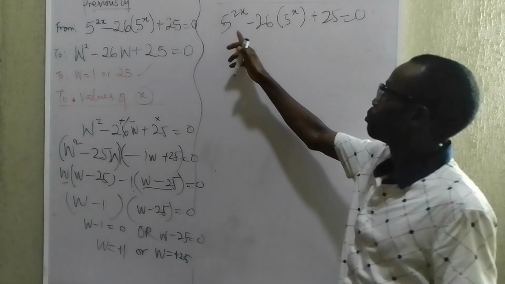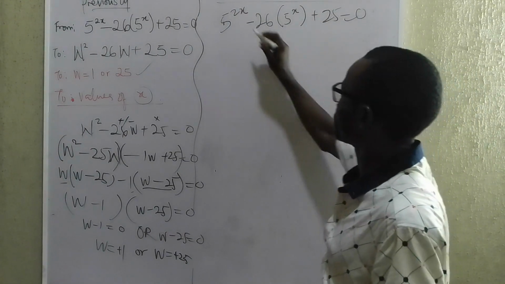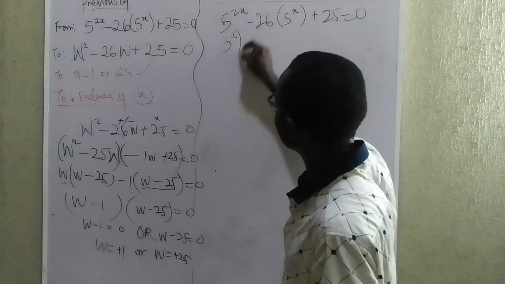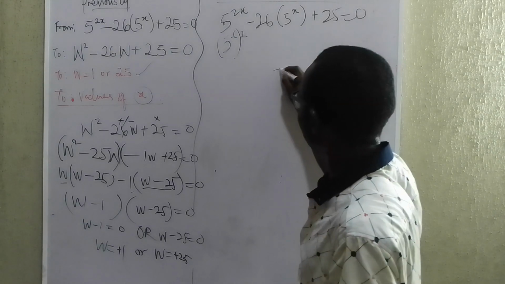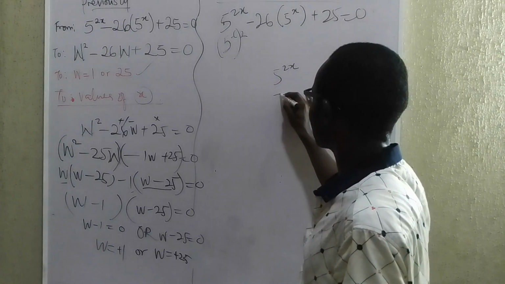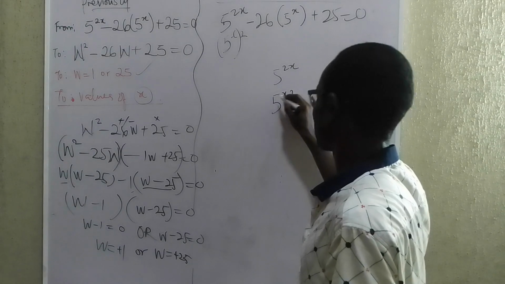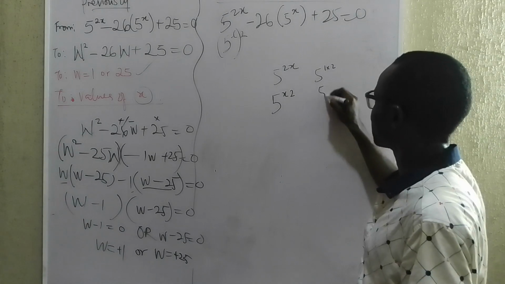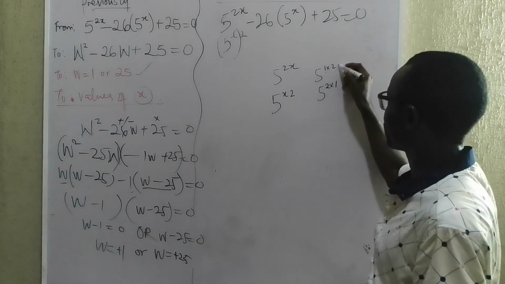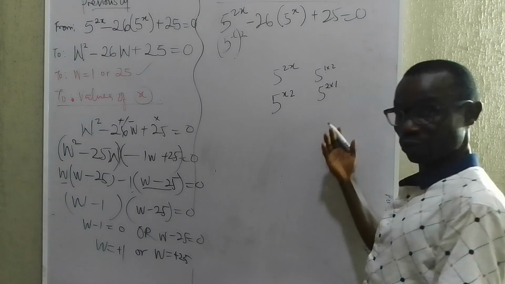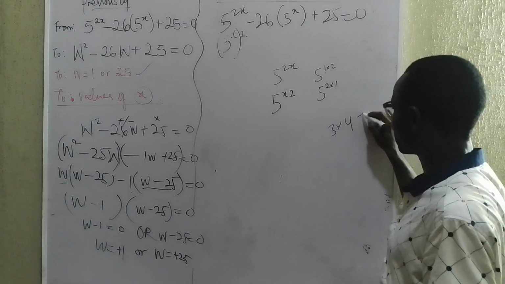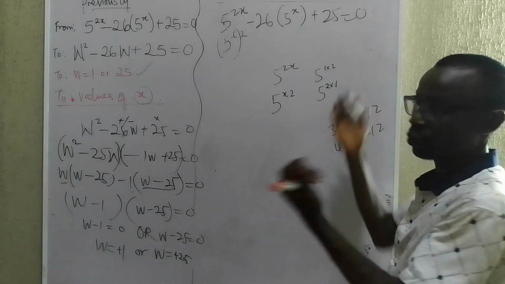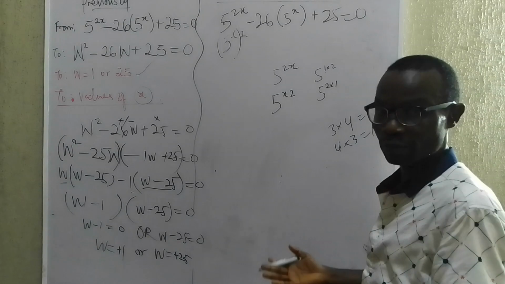Now, we needed to make this look like this. So what we did, we wrote 5 raised to the power x, all squared, because 5 raised to the power 2x is the same thing as 5 raised to the power x times 2, because 5 raised to the power 1 times 2 is the same as 5 raised to the power 2 times 1. 1 times 2 is still 2, 2 times 1 is still 2. So whether you say 3 times 4, it is 12, or you say 4 times 3, it still equals 12. Whichever way you arrange the multiplication is going to give you the same answer.